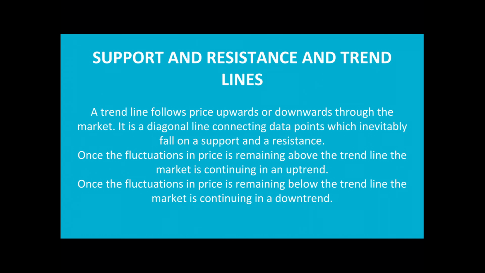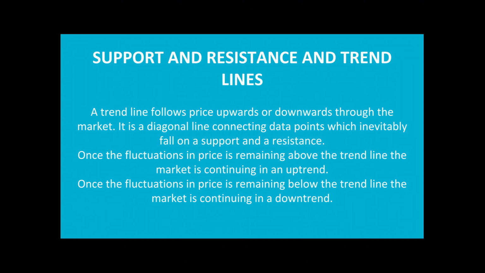Now, a trend line follows price either upwards or downwards through the market, and it is a diagonal line, versus support and resistance, which are horizontal zones, right? This diagonal line connects data points which inevitably fall on a support or a resistance. So there's a lot of crossing and connection between areas of support and resistance and trend lines. And usually when these two things collide, that could be a very, very good point where price can react.